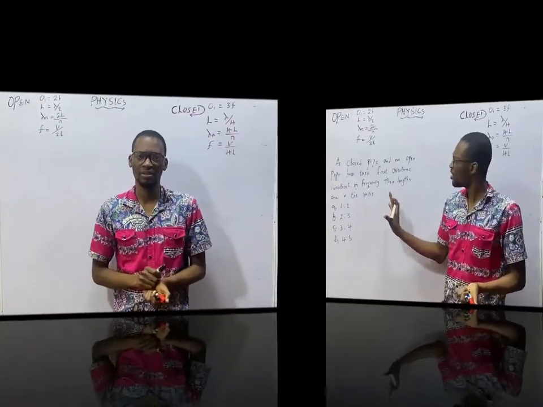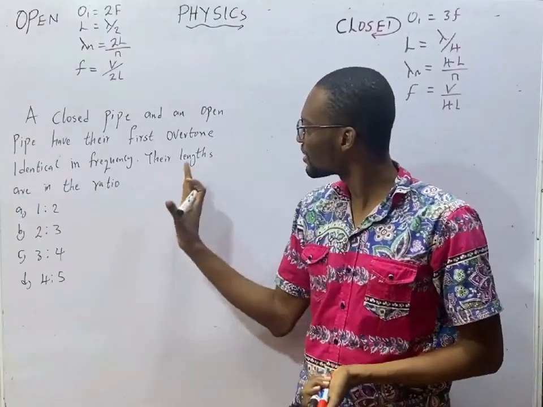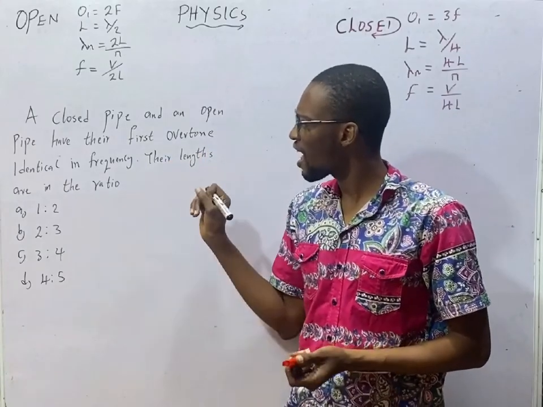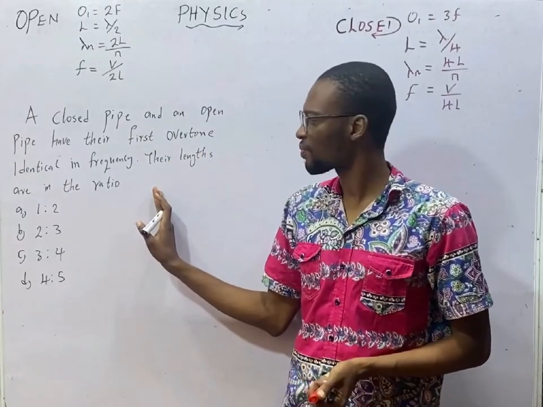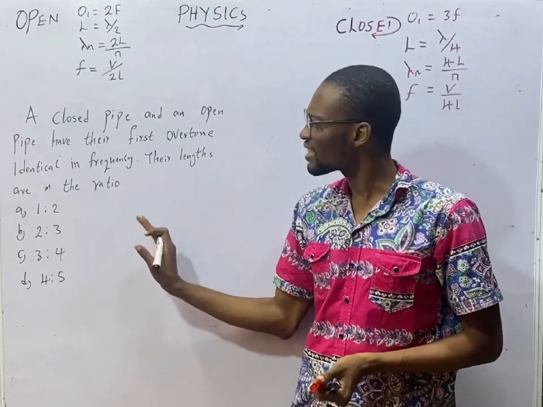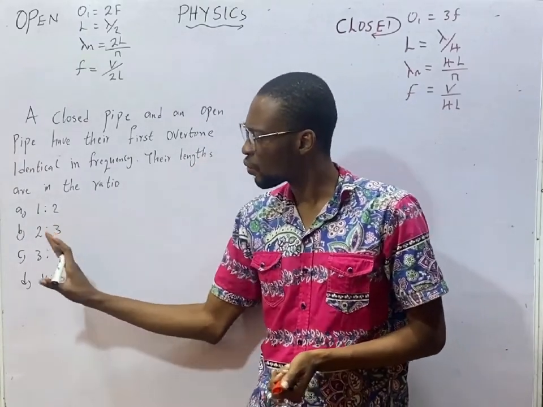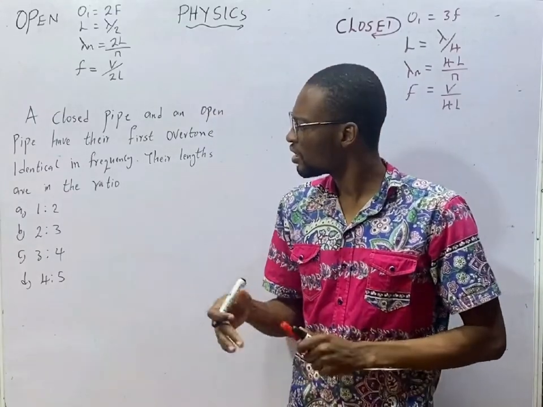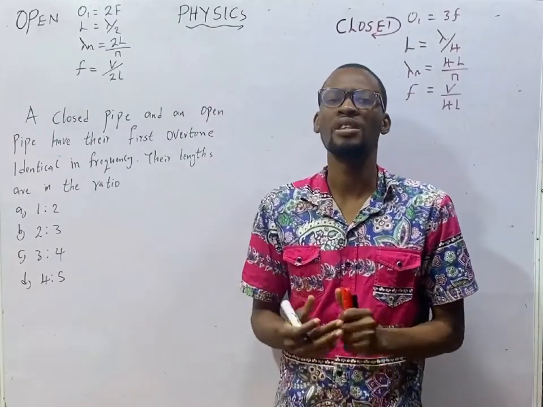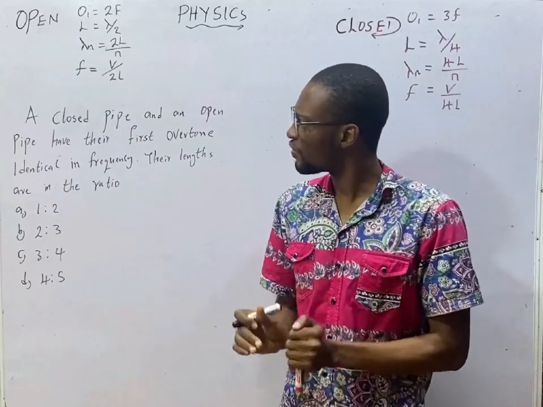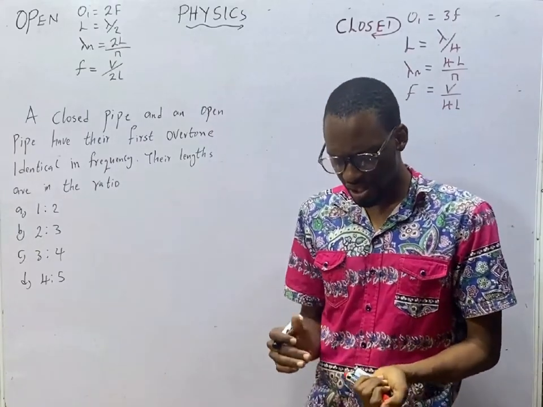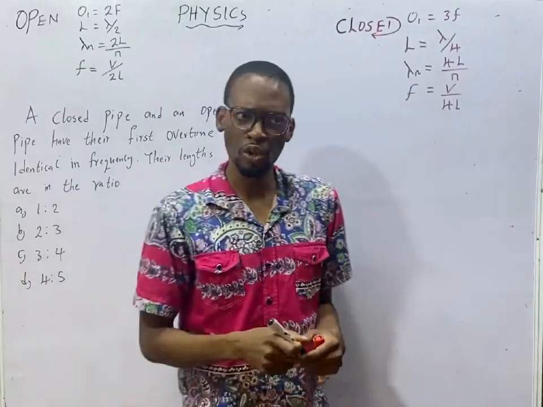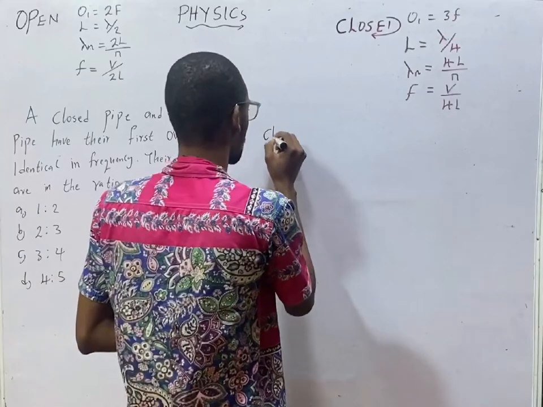Now let's look at this question. A closed pipe and an open pipe have their first overtone identical in frequency. Their lengths are in the ratio: A, 1:2; B, 2:3; C, 3:4; and D, 4:5. Ladies and gentlemen, closed and open pipe.